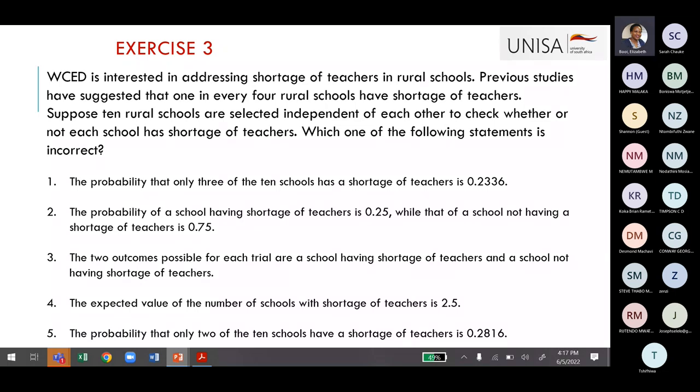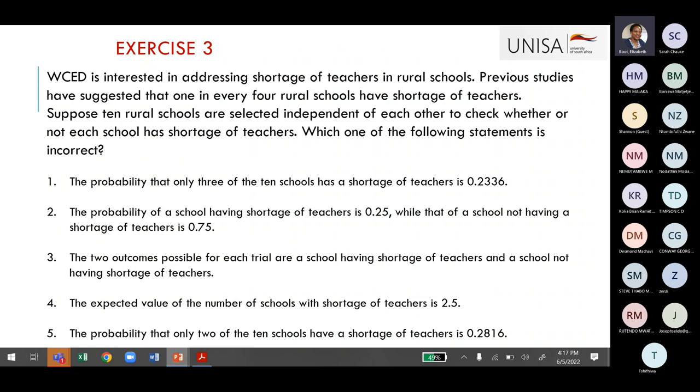Western Cape Education Department is interested in addressing the shortage of teachers in rural schools. Previous studies have suggested that one in every four rural schools has a shortage of teachers. Suppose 10 rural schools are selected independently of each other to check whether or not each school has a shortage of teachers. Which one of the following statements is incorrect?